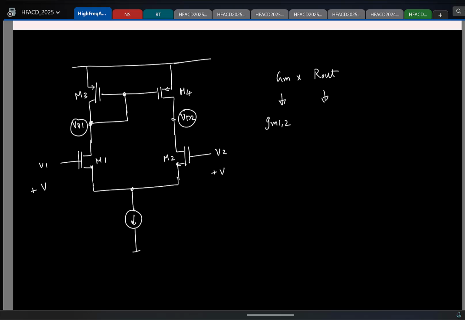And what is the output resistance? This is the output. R out 4 parallel R out 2. But again, just to remind you, it is not that looking up the resistance is R04, looking down it is R02. So in fact, do you remember what was the resistance looking down? 2 times R02, right?